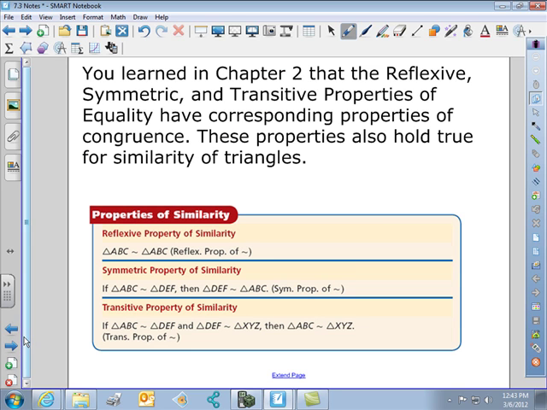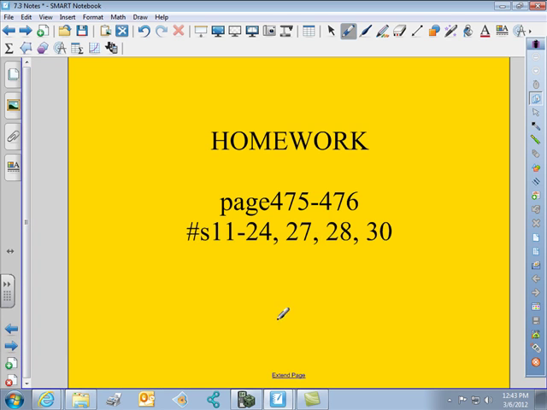And here you can pause this real quick. It just talks about the properties of similarity. You'll see that they are very similar to something you've done before. Okay. Here's your assignment. Enjoy.